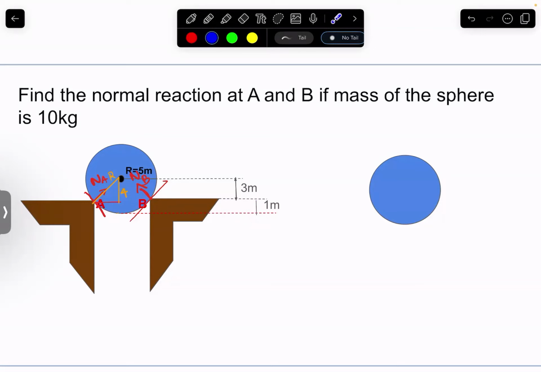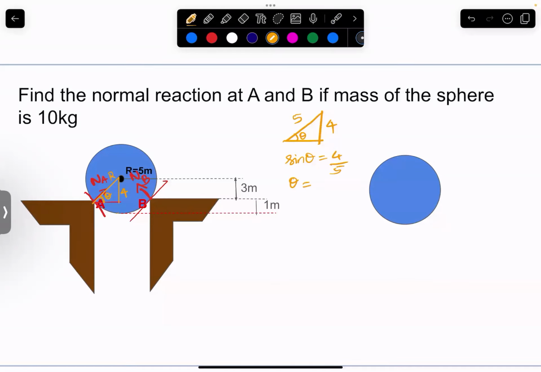Now you want to find the angle theta over here. So how to find that? You can see that the right triangle drawn is like this. This is 4, this is 5, and this is theta. So sine theta is 4 by 5. So theta is sine inverse 4 by 5, which is 53 degree. So this is one angle that we got.